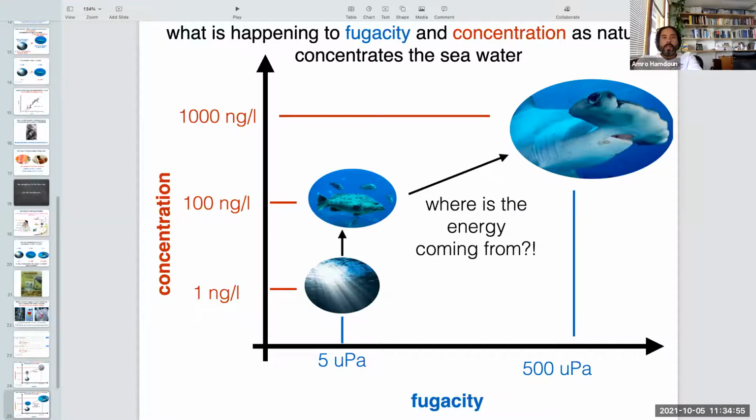Remember, you're increasing the fugacity, so you're increasing the pressure. You have to put some energy in. So where do you think the energy is coming from? Entropy. Well, what happens when you eat food?